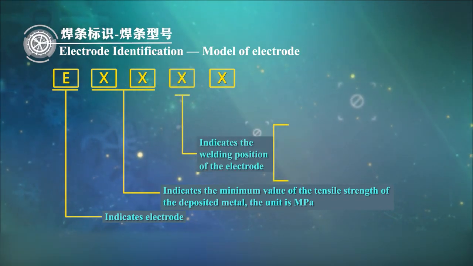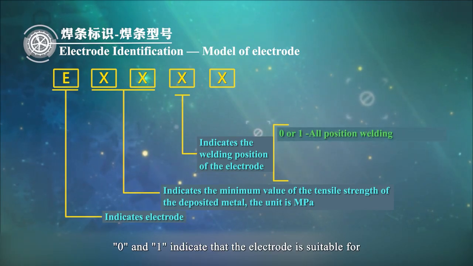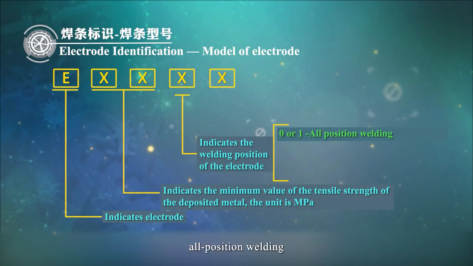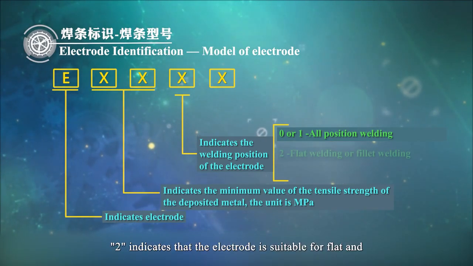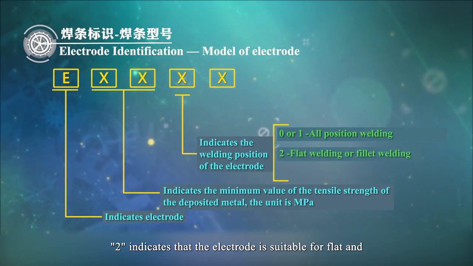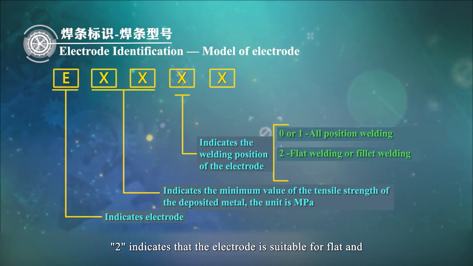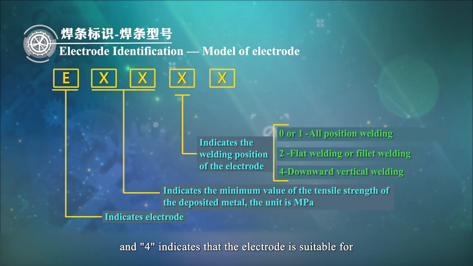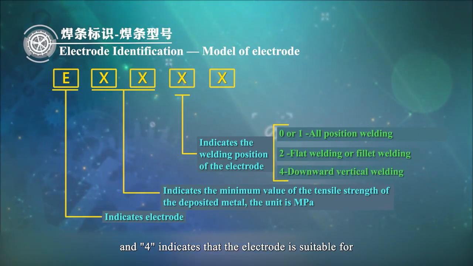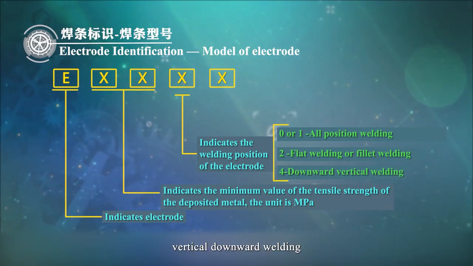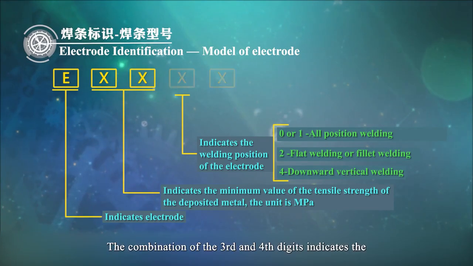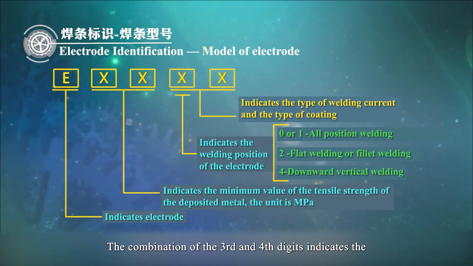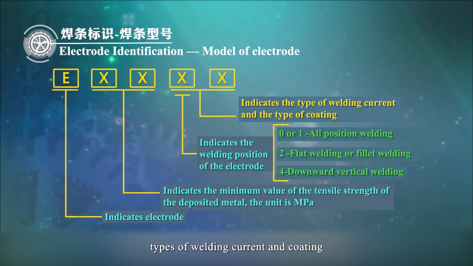For example, 0 and 1 indicate that the electrode is suitable for all position welding. 2 indicates that the electrode is suitable for flat and fillet welding. And 4 indicates that the electrode is suitable for vertical downward welding. The combination of the third and fourth digits indicates the types of welding current and coating.